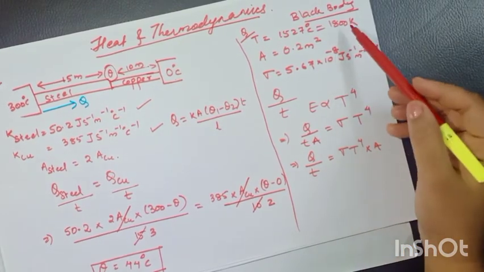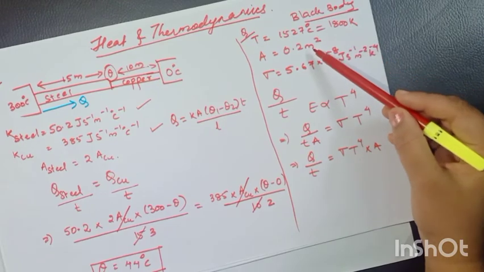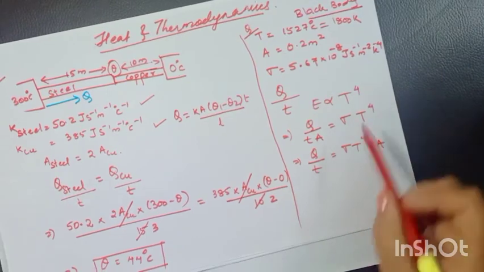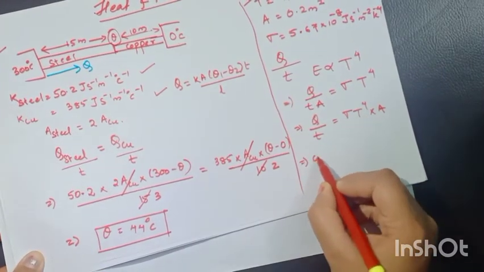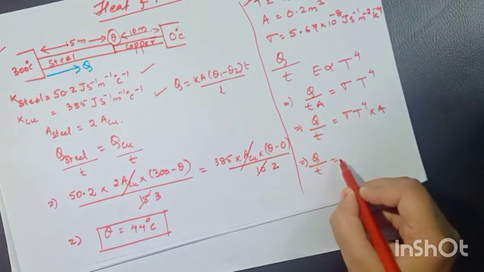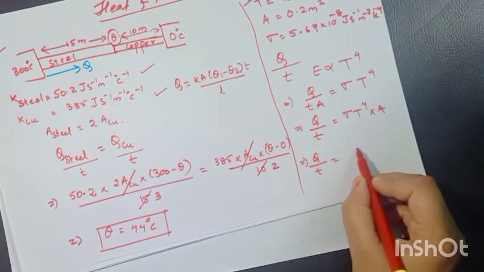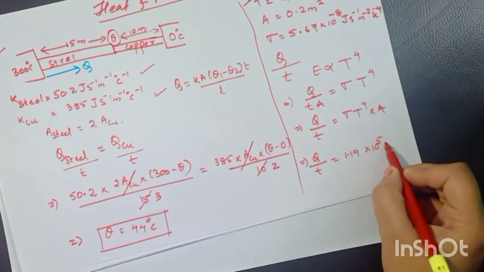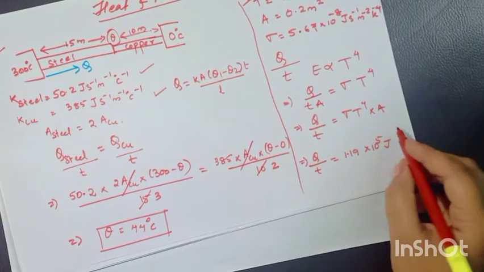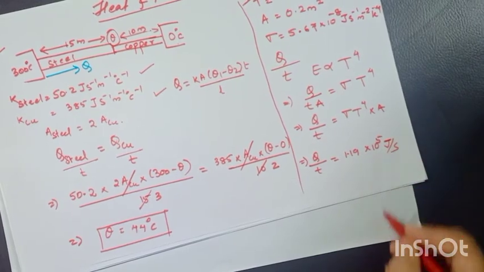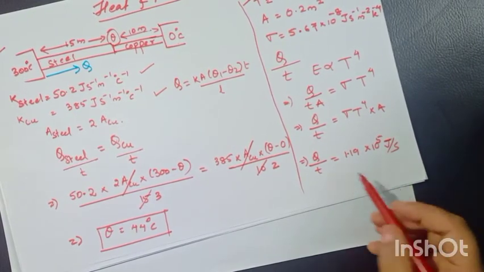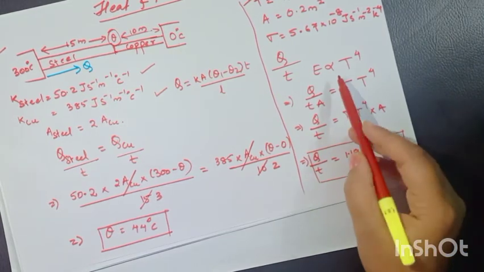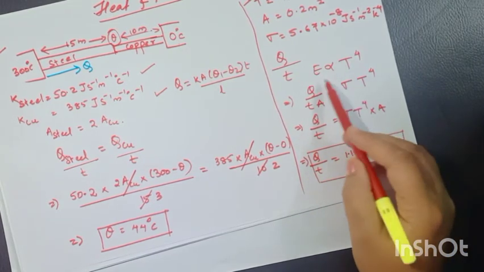All the values are given. T is 1800 Kelvin, area is 0.2 and sigma is 5.67 into 10 to the power minus 8. Putting all the values, the amount of heat radiated per unit time is 1.19 into 10 to the power 5 joules per second. So this is the amount of heat energy radiated from the black body by using Stefan's law of radiation.